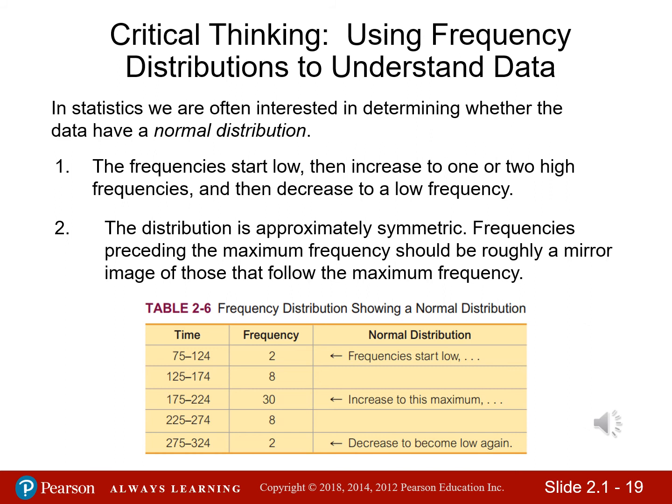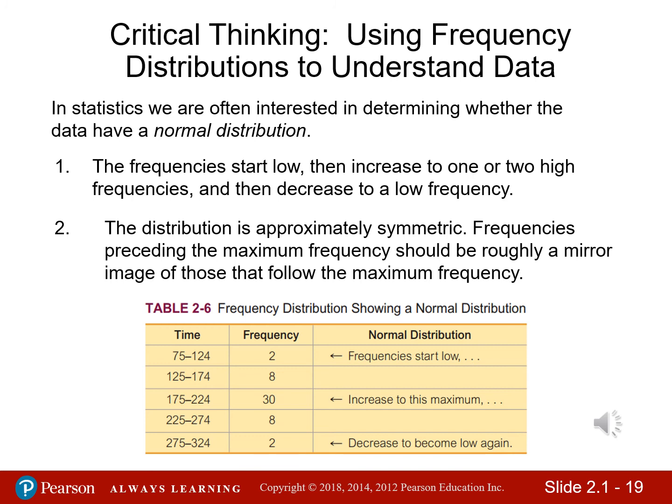Recall that we discussed previously that a frequency distribution can help us understand the distribution of a data set. It helps us to see the shape of the spread of the data over a range of values. Often researchers will look to see if the distribution or the data set has a bell-shaped curve. A bell-shaped distribution is said to have a normal distribution. The frequencies of a normal distribution start low and then they increase to one or two high frequency points, and then they decrease to low frequencies again.